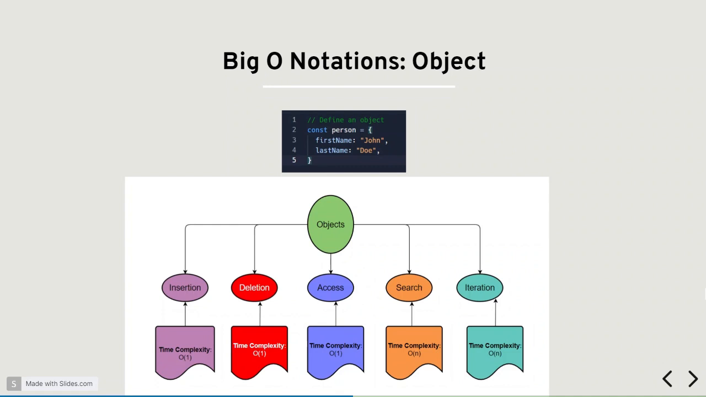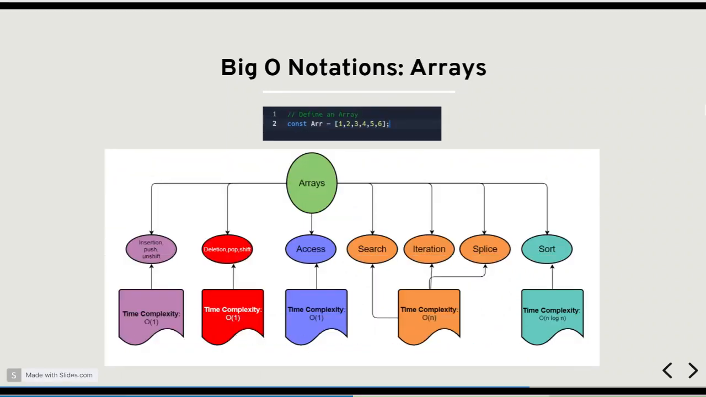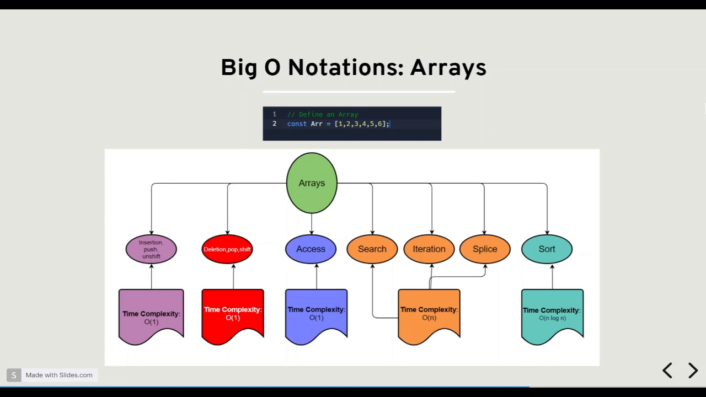Here you can see that its time complexity is linear, because searching for a key in an object can take linear time in the worst case, especially if you use a method that iterates through all the keys. Now for iteration, we have a linear time complexity, because iterating over all the keys in the object takes linear time. This is how the time complexity for different operations on an object is calculated. I hope you now know the different types of operations, how to handle their complexity, and what they represent. Now we move on to arrays for big O notation.